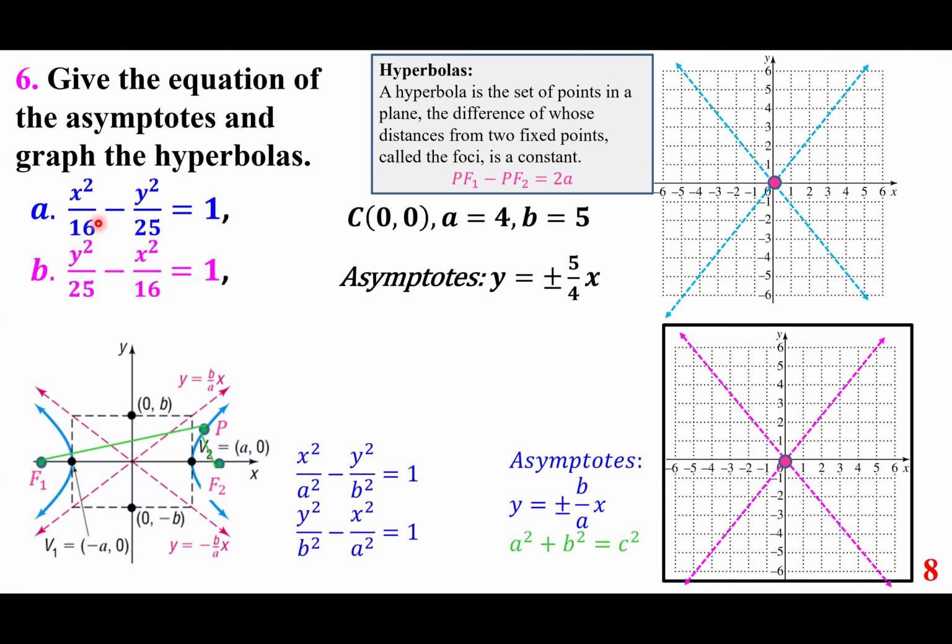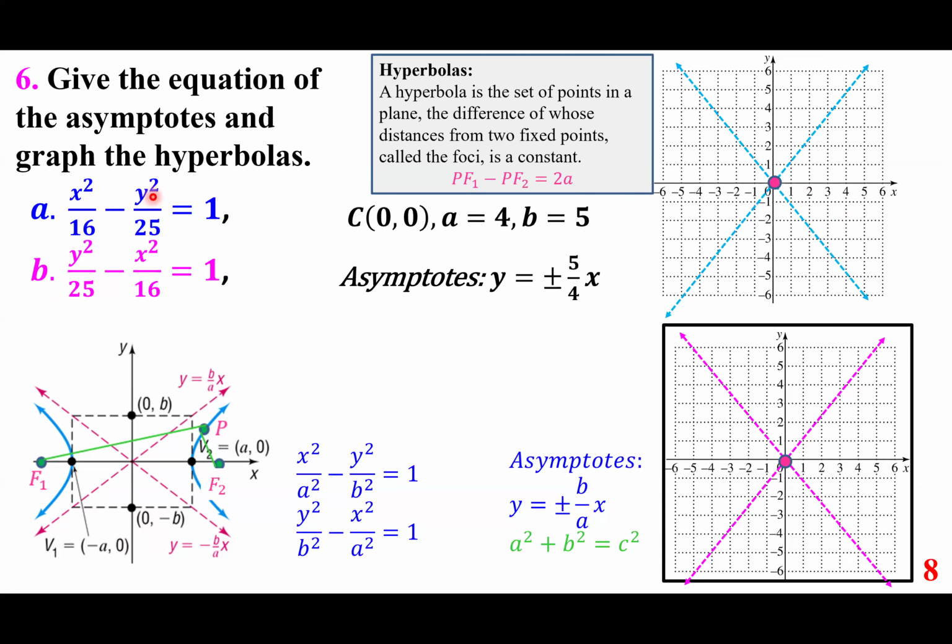What is the difference here? I want you to notice x squared has a coefficient of 1 over 16, which is positive, whereas here y squared has a coefficient of 1 over 25, which is positive. When x squared has a positive coefficient, it opens sideways, everybody. And it's easy to see.